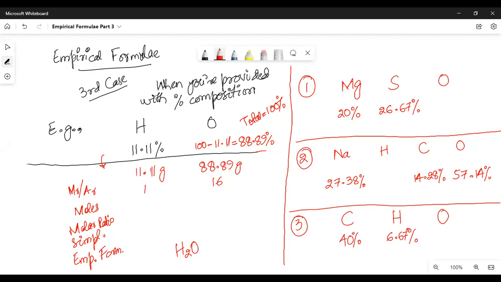Did you just say MgSO4? Yes. Perfect. Yes, the answer is MgSO4, magnesium sulfate. Good. Let's move on to question number 2. Take your time. Yes, the answer is NaHCO3, sodium hydrogen carbonate, or baking soda that we eat almost every day. Good, continue the last question.